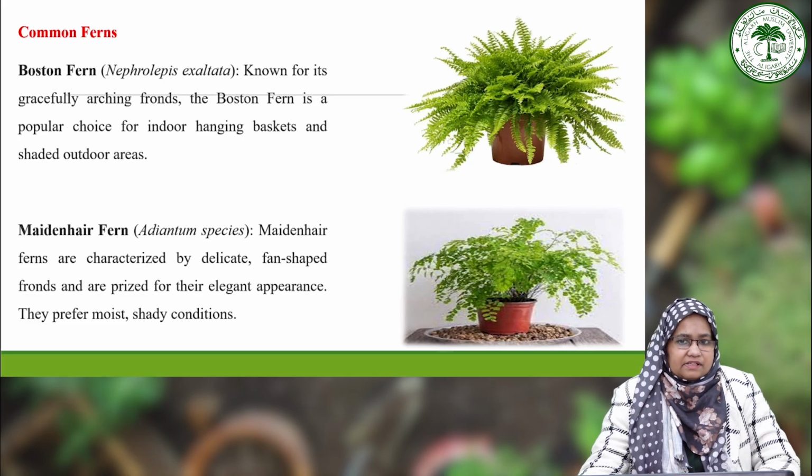The common examples of ferns, the first one is the Boston fern, which is botanically known as Nephrolepis exaltata. It is recognized for its gracefully arching fronds, making it a favored selection for indoor hanging baskets and shaded outdoor spaces, as we can see in the images of Boston fern.